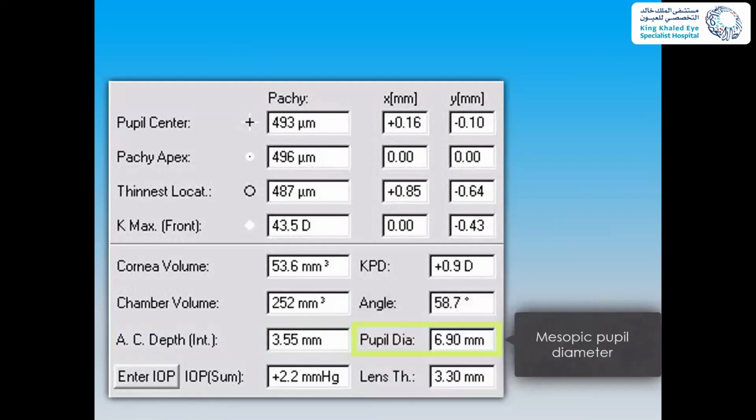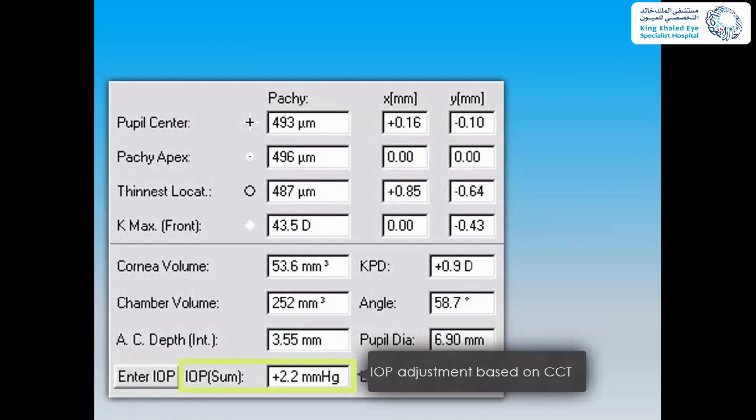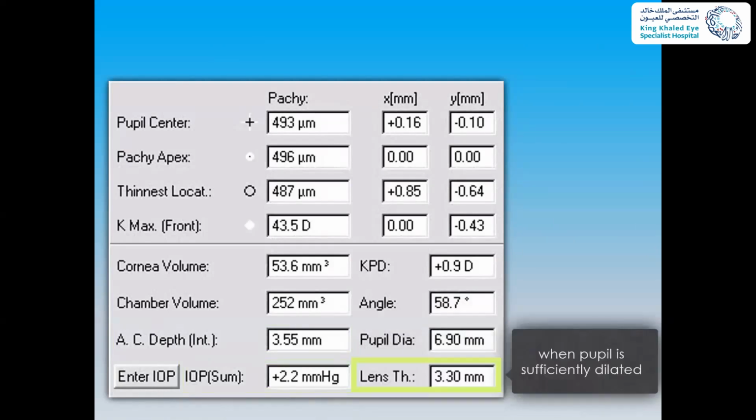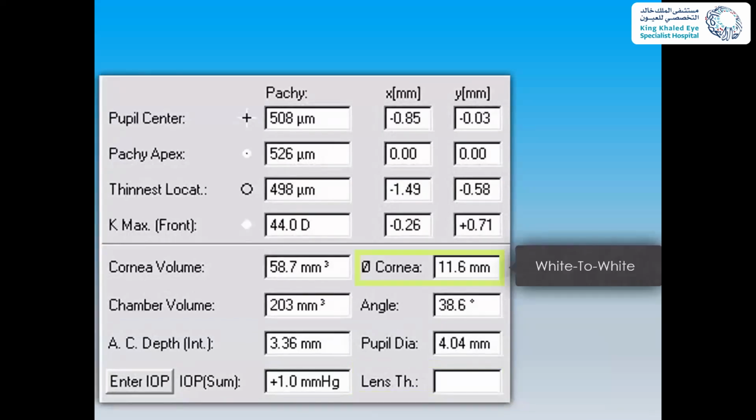So pupillary diameter, people used to say that this sort of calculates a scotopic pupil, but because there's a blue light and there's a fixation light, it is sort of more in between mesopic and scotopic. So I prefer using OCTs or TOMI, which uses infrared light, and that gives you a better mesopic pupil diameter. And IOP adjustment can be done based on the thickness of the cornea, and the lens thickness, you can measure when the pupil is sufficiently dilated.